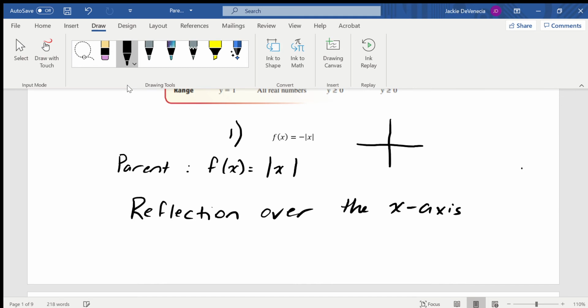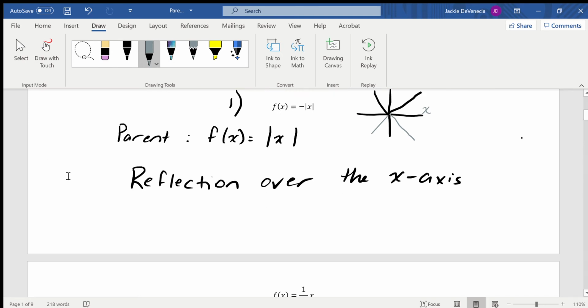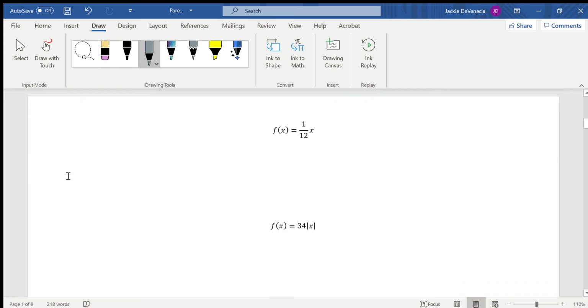We're taking your graph, and then we're going to flip it right over this x-axis right over here. So we start from here to the gray, right? So that's how that function looks. Now let's look at this one.